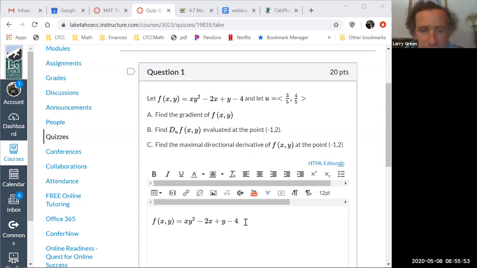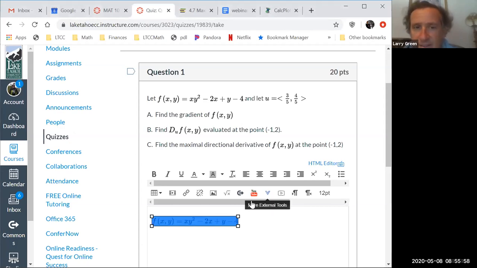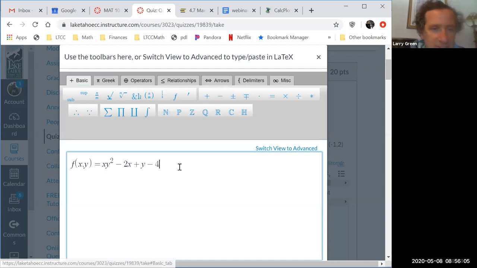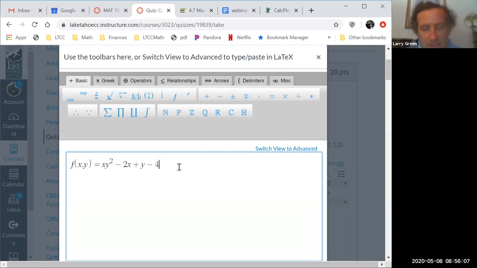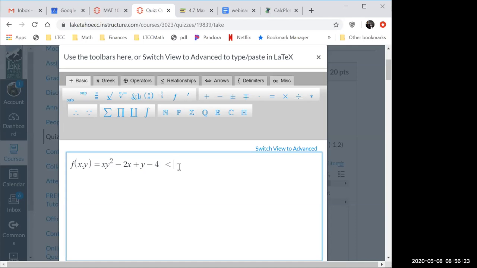So to find the gradient of f, what two things do we have to find? Yeah, we got to find fx and fy. We got to find the two partial derivatives. It's a function of two variables, so it's just two different derivatives. I'm going to leave f there so I can refer to it. So to find the partial derivative of f with respect to x, what do you get? Y squared minus 2. Yep, y squared minus 2.